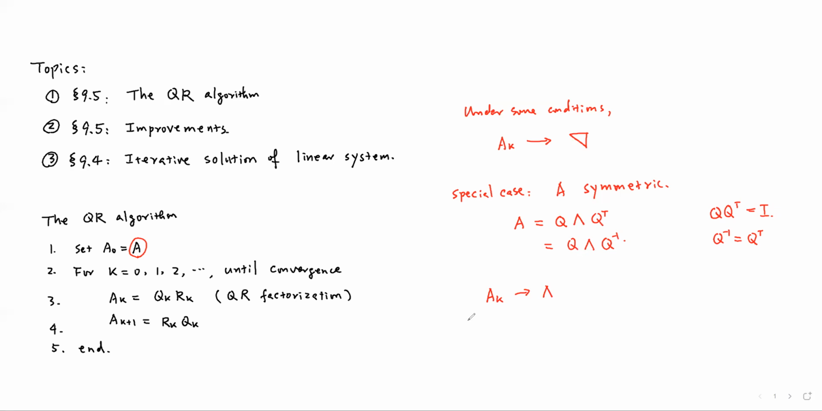Then which matrix in the QR algorithm will approach this Q? If we let S be, let me see. When k is 0, we have Q0. When k is 1, we have Q1.